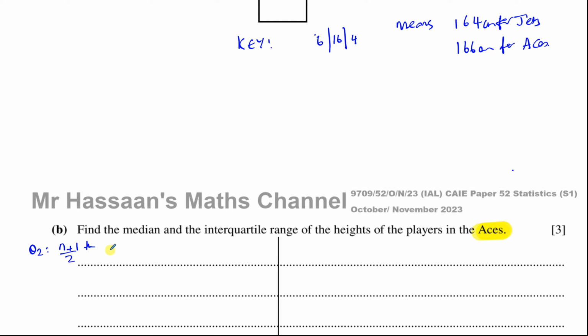Okay, so in this case, n is equal to 11. Okay, there's 11 entries. N is equal to 11. So you're going to have 11 plus 1, which is 12 divided by 2. So you say the 6th entry.